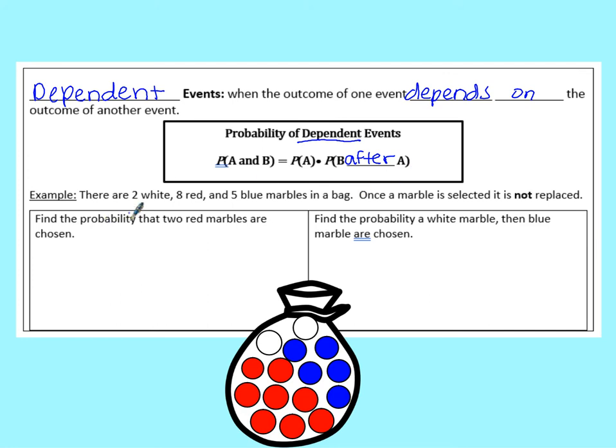For this example, it says there are 2 white, 8 red, and 5 blue marbles in a bag, and I have that illustrated down below. Once a marble is selected, it is not replaced. This not replaced part is the keyword that tells you that we're dealing with dependent events.